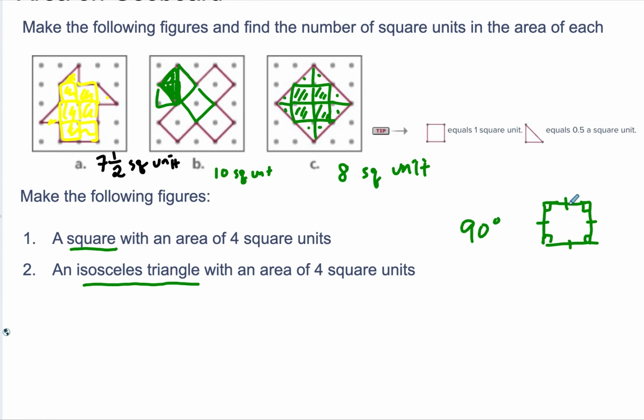So I want you guys to think about how you can make a square, 4 square units making a square, and that square needs to have 4 square units.